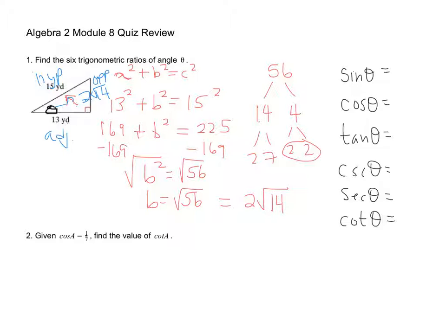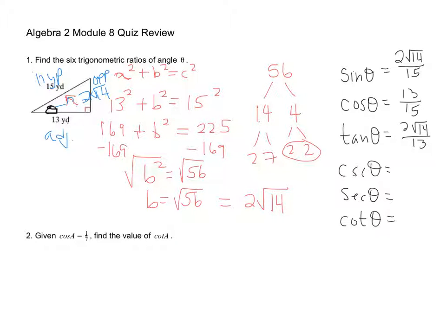So now we just write that in our ratios. The sine is the opposite over the hypotenuse. So that would be 2 square root of 14 over 15. The cosine is the adjacent over the hypotenuse. So that's simply 13 over 15. And the tangent is the opposite over the adjacent. So 2 square root 14 over 13.